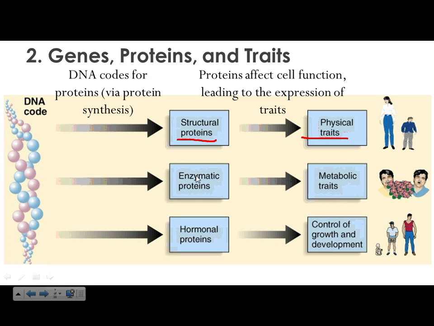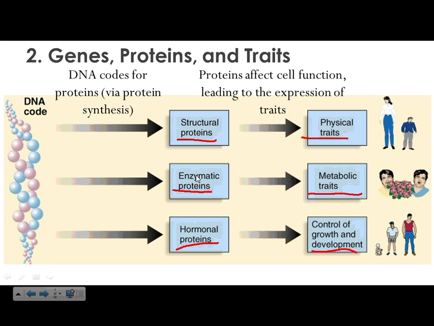Enzymatic proteins. These are proteins that affect your metabolic traits. For example, lactose intolerance would be an example of a metabolic trait. You're unable to make that enzymatic protein, so it affects your metabolic processes of digesting milk. And hormonal proteins. These are proteins that control growth and development of an organism.